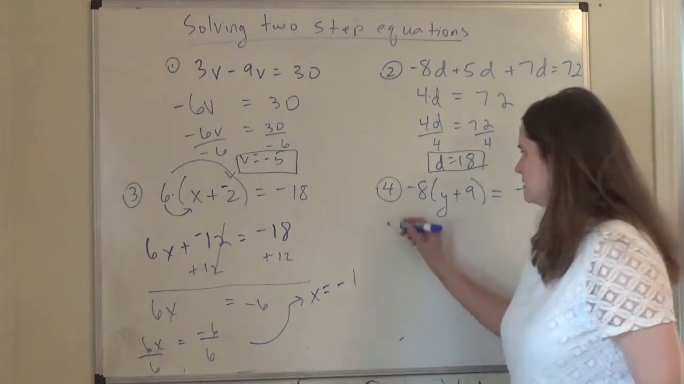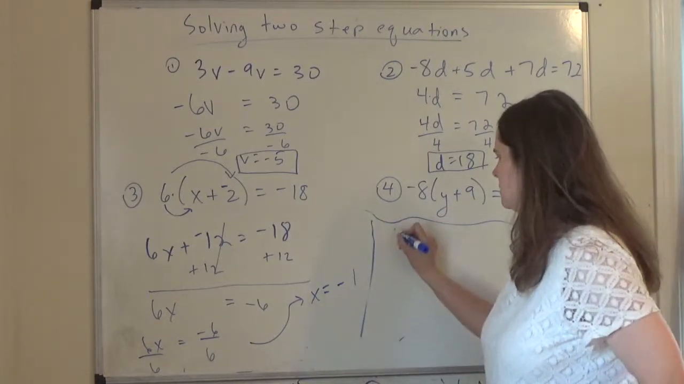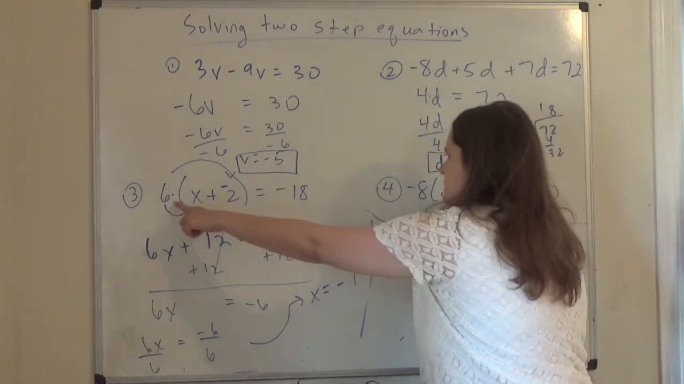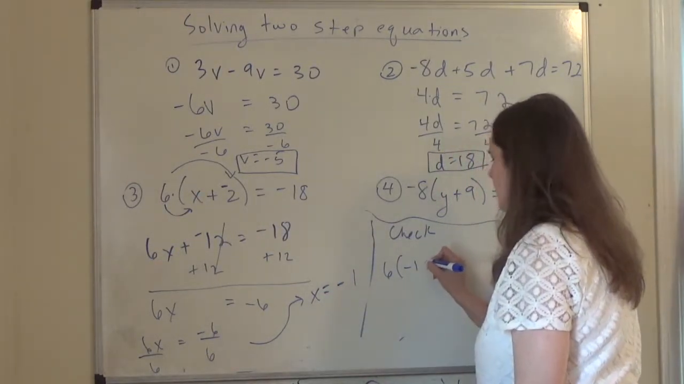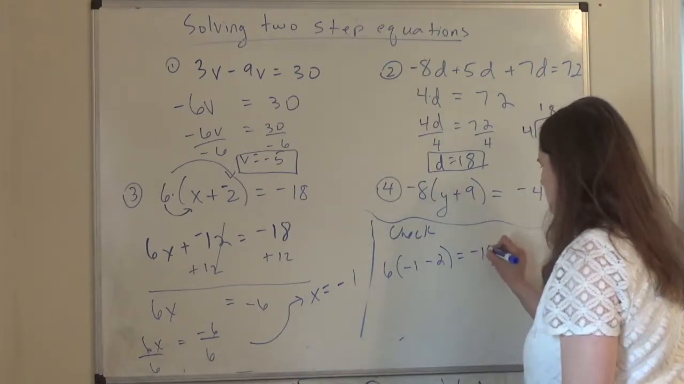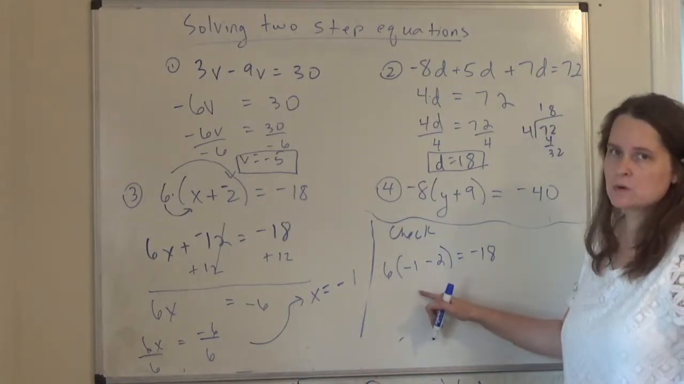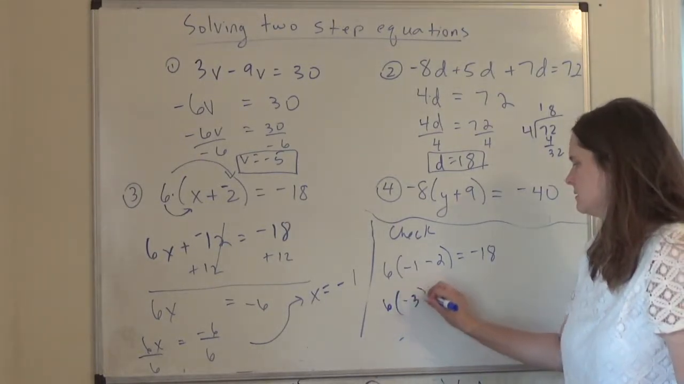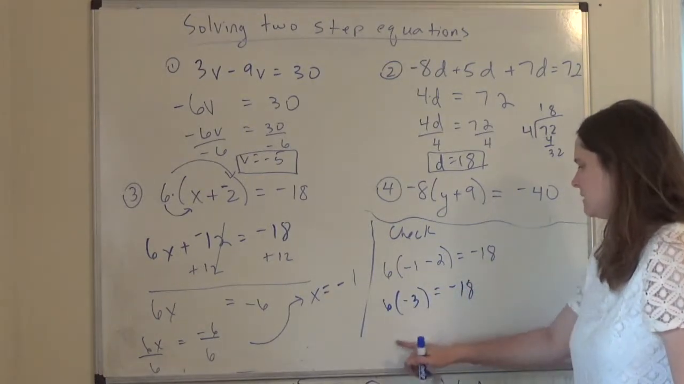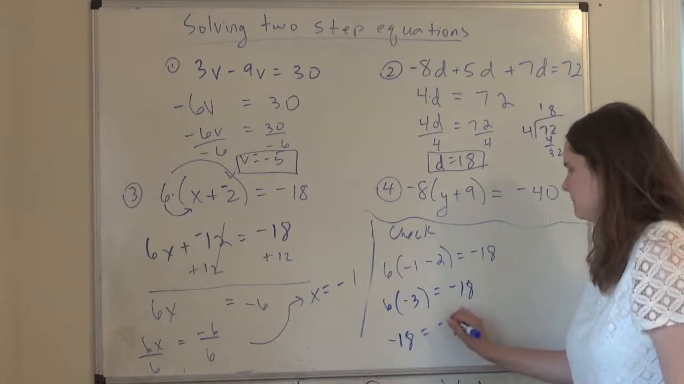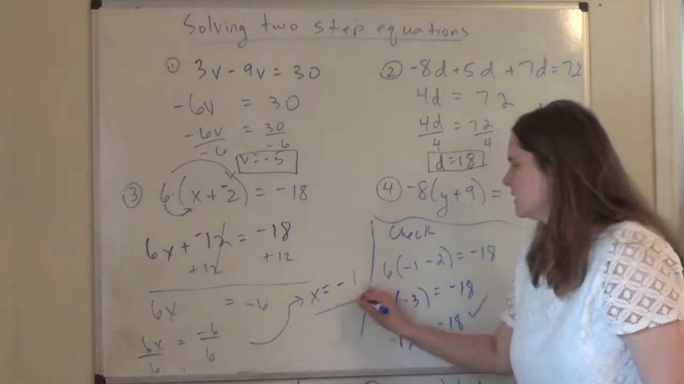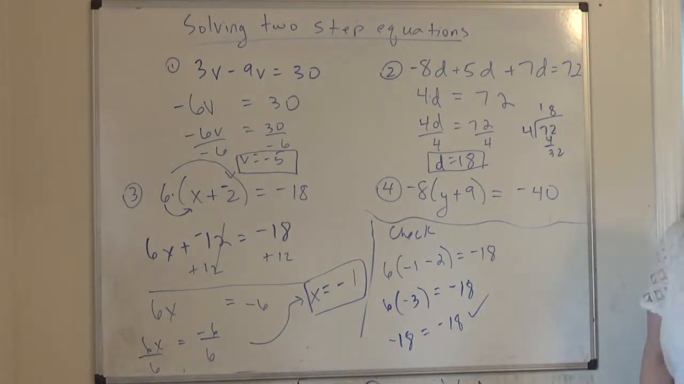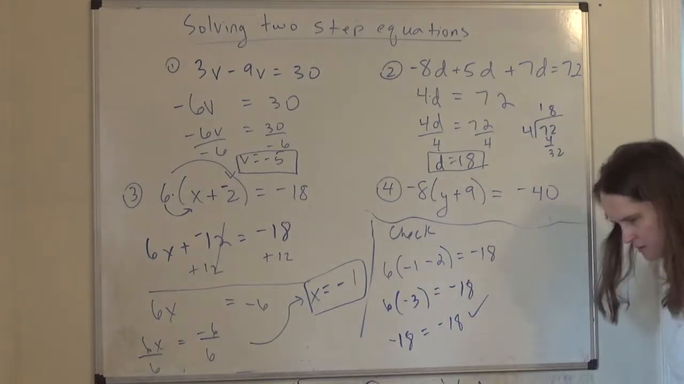I want to check that, so let's check it over here. So we're going to have 6 parentheses, we're going to put negative 1 minus 2 equals negative 18. Now I can do order of operations because I have like terms. So 6 times, that's going to be negative 3. 6 times negative 3 is negative 18. And that does check. So my answer to number 3 is x equals negative 1. And we're ready for number 4. And I've lost my eraser.